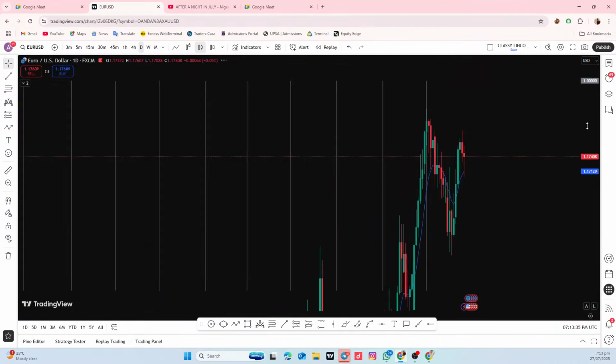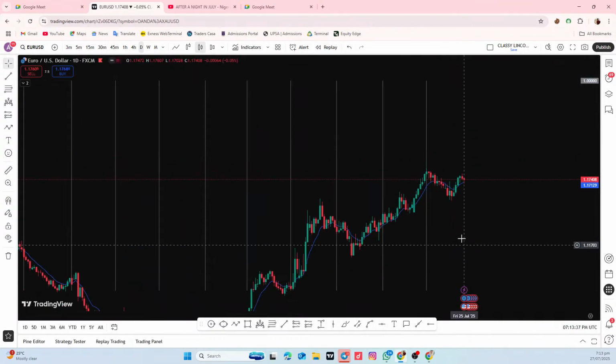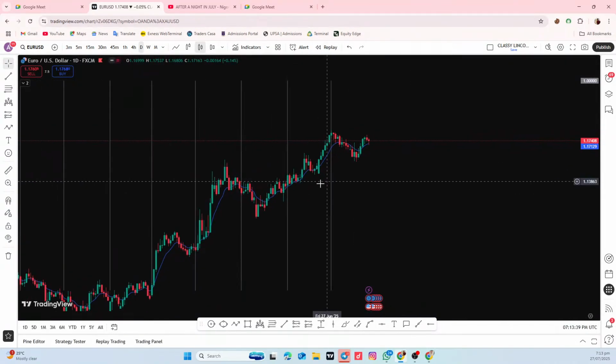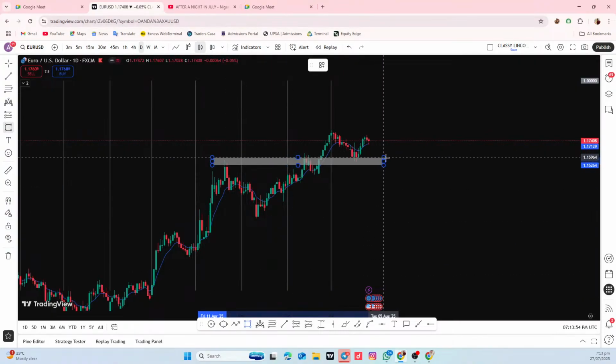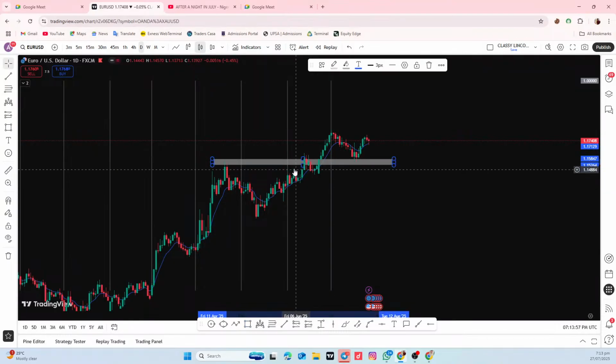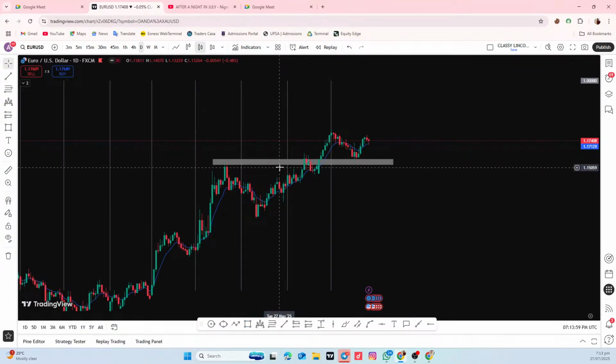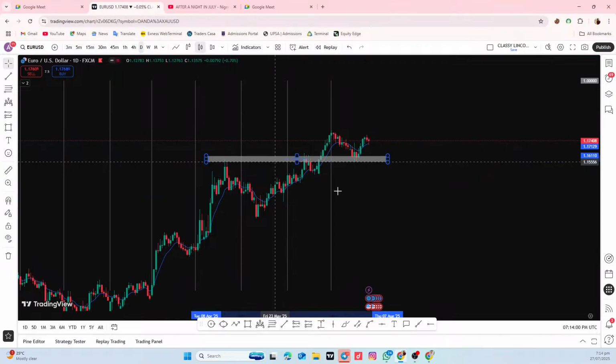Basically, that is what we are doing. We want to know what we are dealing with. And you can see that it's clearly in an uptrend. So let's try our best to plot out our key levels. Our key levels are very essential to us.